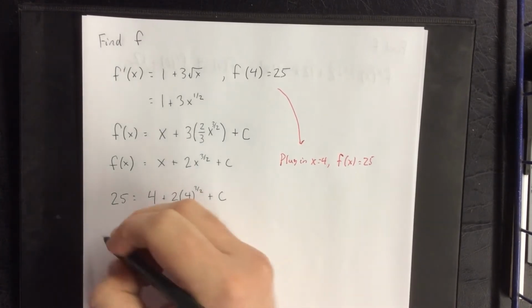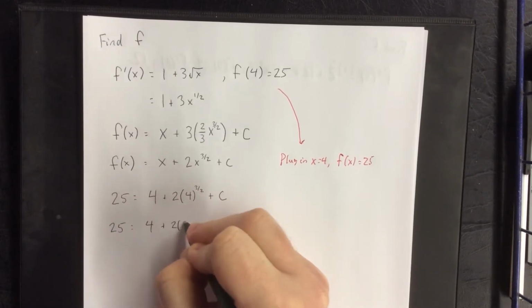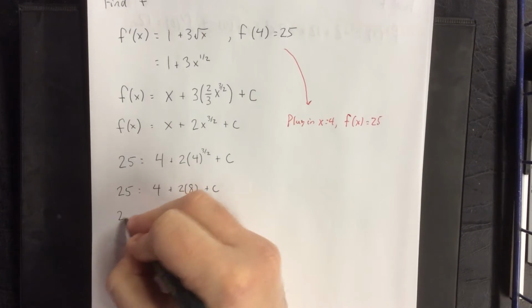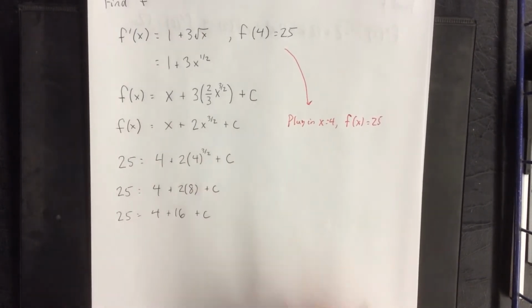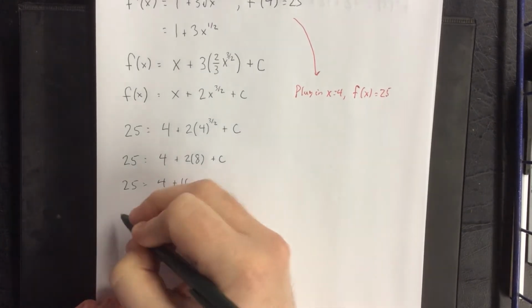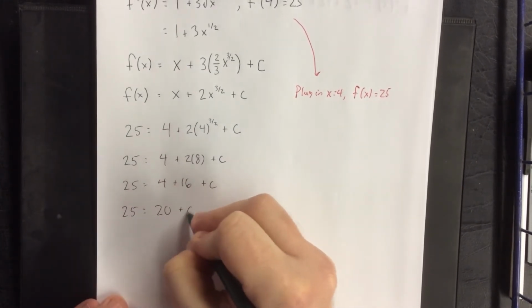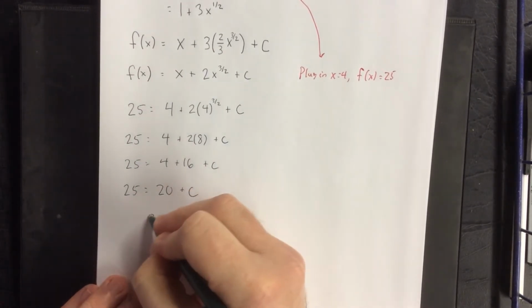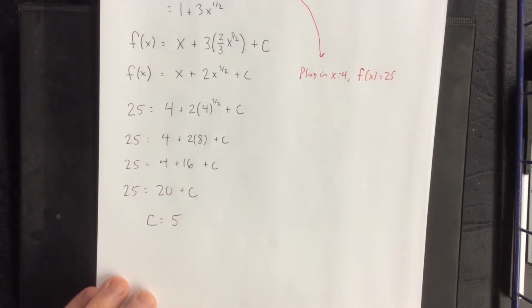Then we have an extra factor of 2, and we'll make that 2 separate steps. 2 times 8 gives us 16. And then 16 plus 4 gives us 20. So 25 is equal to 20 plus c. One step of algebra will let us solve for our c. And that'll be c is equal to 5.